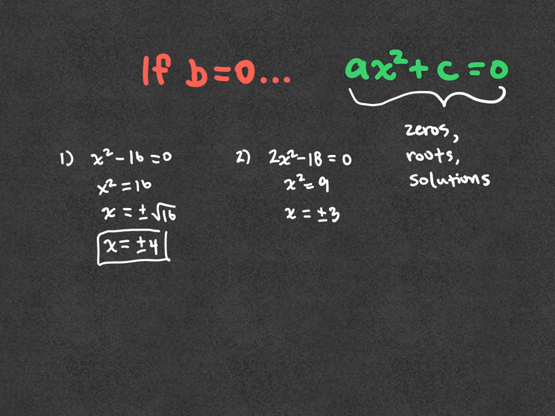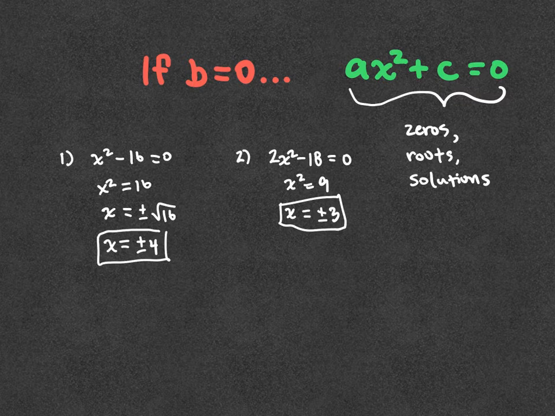What you'll notice is that in situations where b equals 0, the two solutions, if there are two solutions that exist, will always be equidistant from x equals 0. So they're the positive and negative values just in either direction.